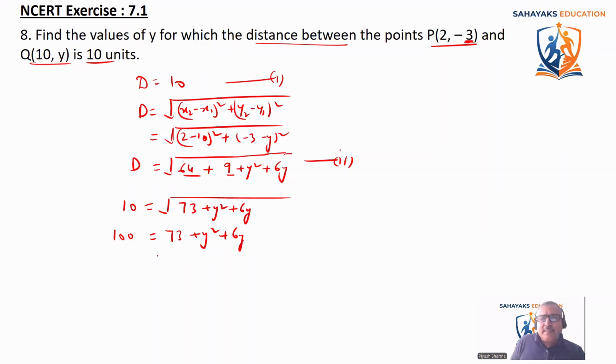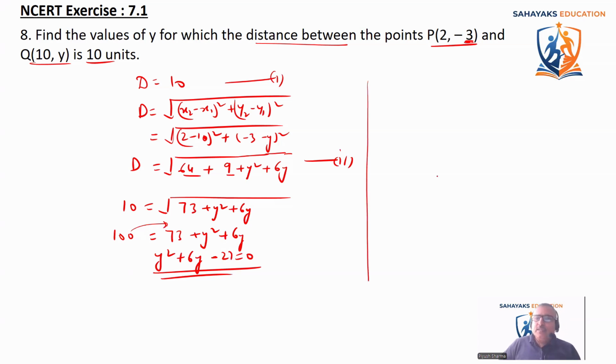So I'm going to write it as y square plus 6y minus, because if I move 100 to this side, it will become minus 27 is equal to 0. So this is the quadratic equation which you have to solve now. Okay. So how to solve this equation? First we'll break 6y into two parts so that its multiplication is equal to minus 27 y square. So let's break it down, 27.